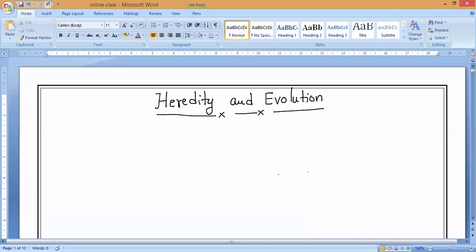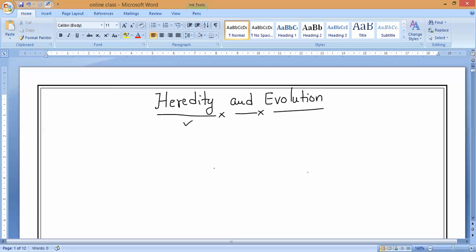So, we have started heredity and evolution, correct? In the last class, I told you what we mean by heredity and variations. Now, first of all, what do you mean by heredity, guys? Anybody can say? We can say it is genetical transformation, from the parents to the offsprings. If the characters or any kind of traits transfer, then that is what we call heredity.